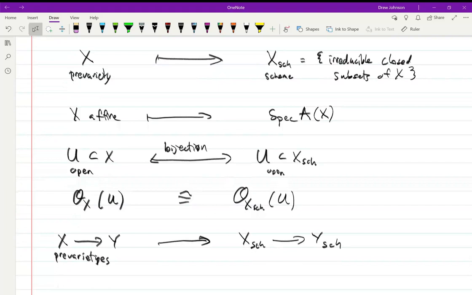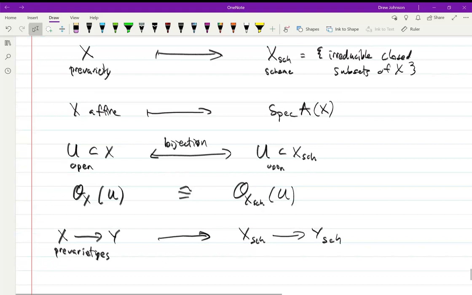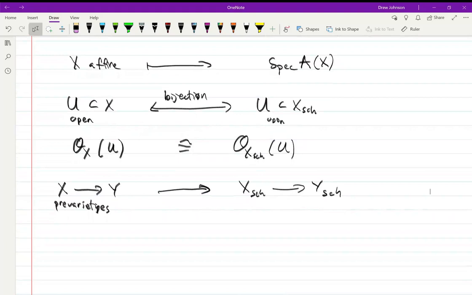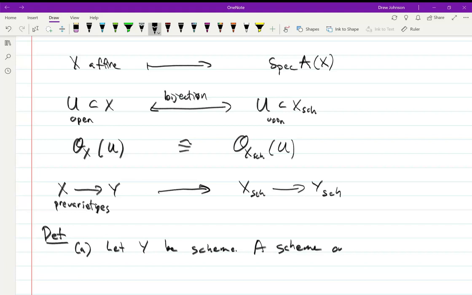All right, so one question you might ask is, if you start with a scheme, can you know whether it comes from a pre-variety or a variety? How could you tell that? That's the next question we're going to address. So we'll introduce some useful language to talk about schemes. Here's a definition. Let Y be a scheme. Then a scheme over Y is a scheme X with a morphism to Y.